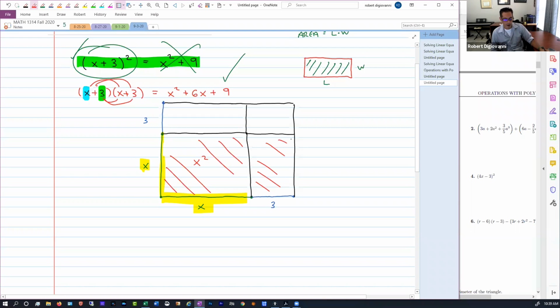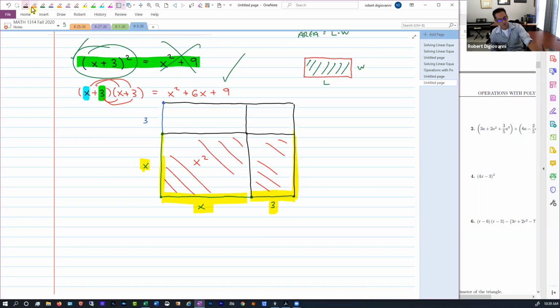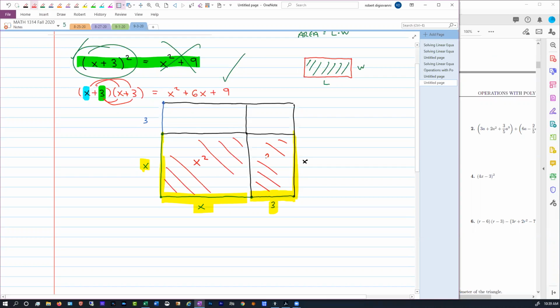All right, Denise, what about this one right here? What's the area of that box? So how wide is it? 3. Okay, how tall is it? X. Okay, so multiply those together. What do you get? 3x. Okay, you're doing good.